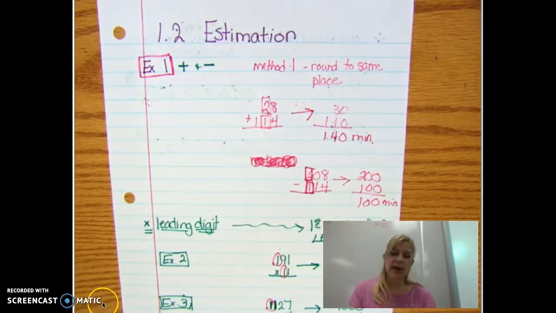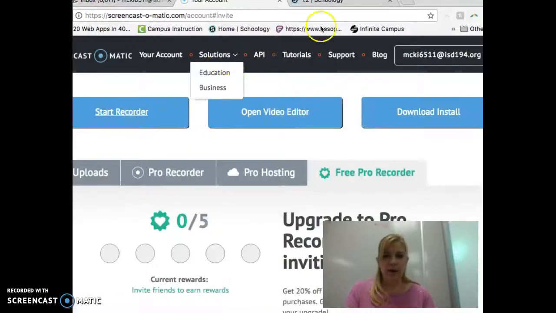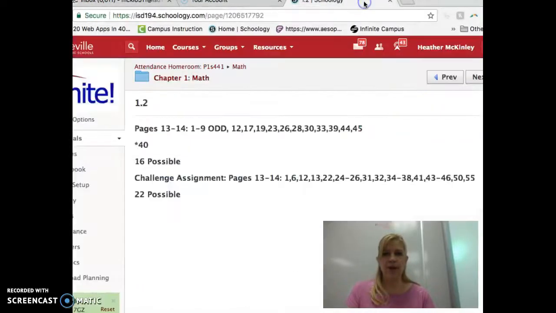Oh, just because we haven't done this very often, what I'm going to do is I am going to show you where the assignment can be found. That's in the math folder, the blue math folder. We're in chapter 1 and it's 1.2. There's 16 possible on the regular, 22 on the challenge. It is not a hard assignment. And even though the challenge has more possible, I don't think it will take anyone a terribly long amount of time to do.